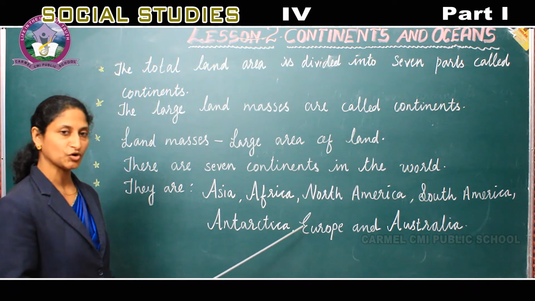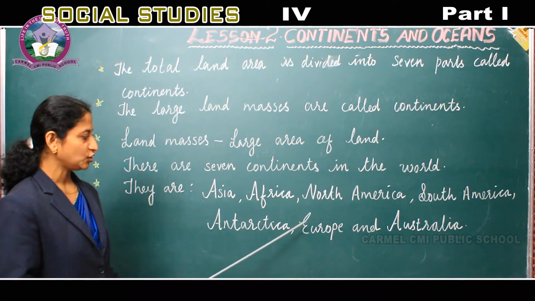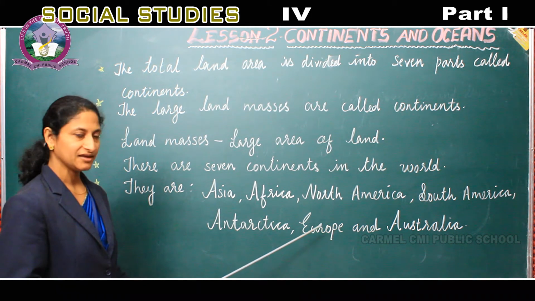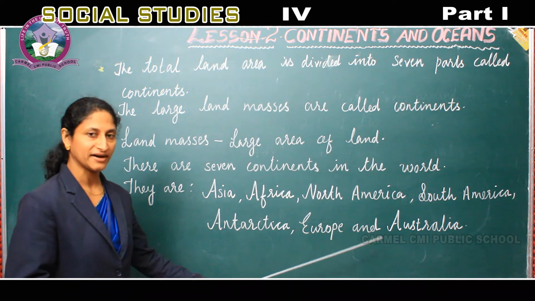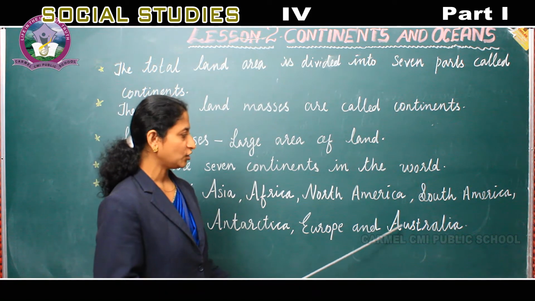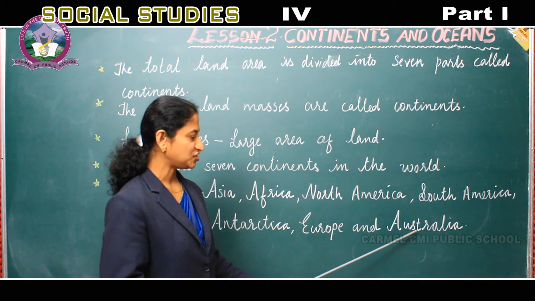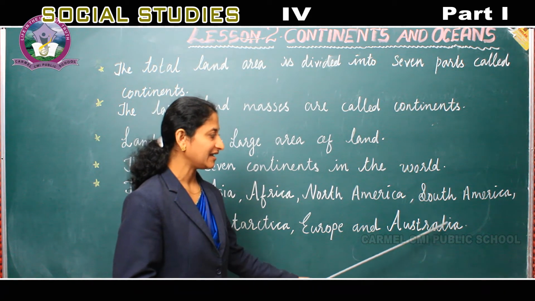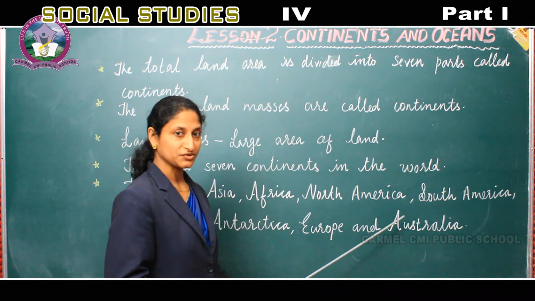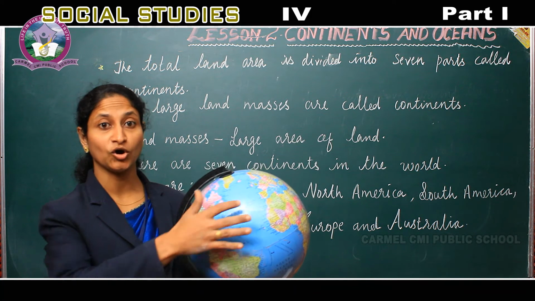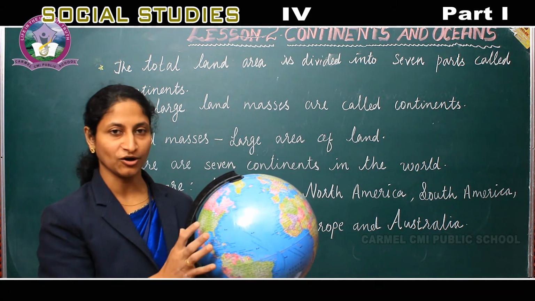Then the next continent is Europe. The spelling of Europe is E-U-R-O-P-E. Europe. And the last one is Australia. Its spelling is A-U-S-T-R-A-L-I-A. Australia.